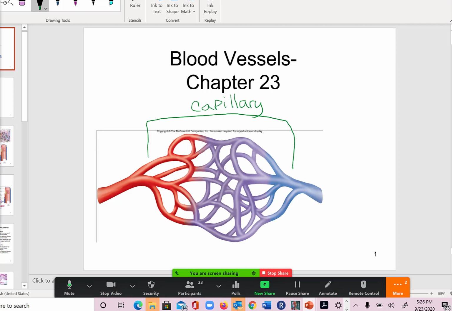This vessel leading to a capillary bed carrying oxygen-rich blood, which is why it's colored red, is called an arteriole. And this blood vessel leading away from the capillary bed, carrying oxygen-poor blood, is called a venule.